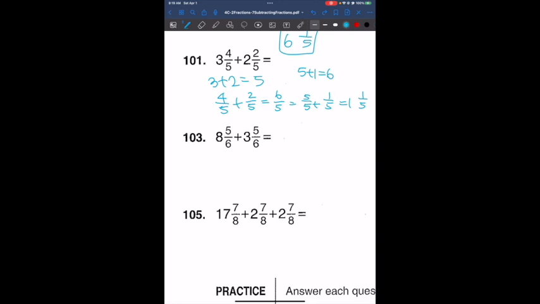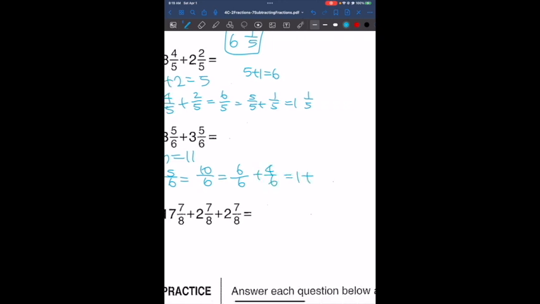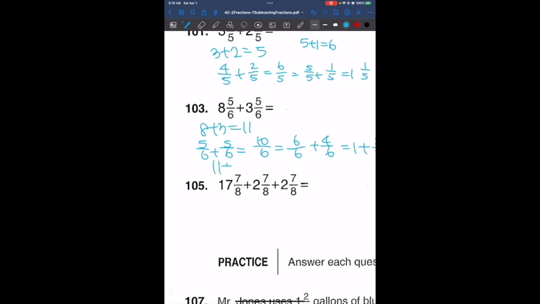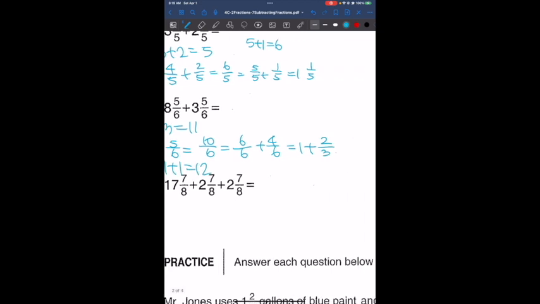And so we'll go over problem 103 now. Again, we're going to start by adding our whole numbers together to get 11. And then we're going to add our fractions, so it's 10 over 6. That can be written as 6 over 6 plus 4 over 6, which is 1 plus, simplify the 4 over 6 to 2 over 3. And so we're going to add the whole numbers, 11 plus 1 to get 12. So we're going to get 12 and 2 over 3.